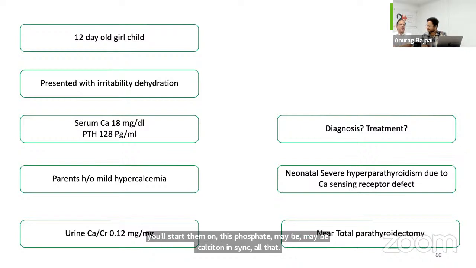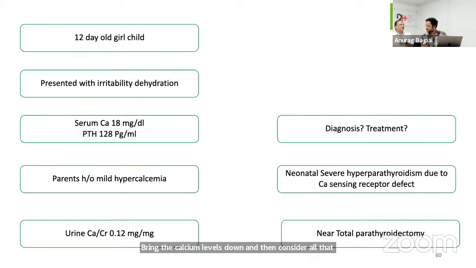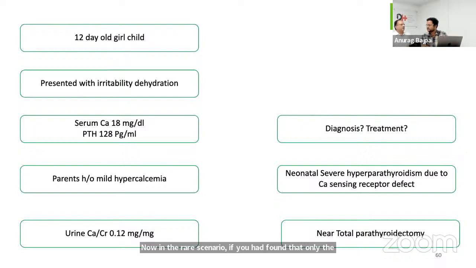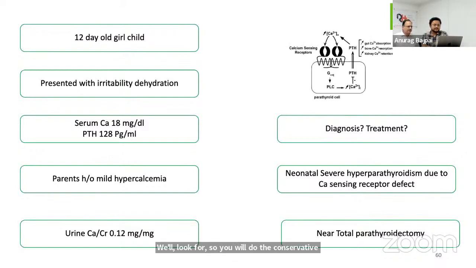Now, in the rare scenario, if you had found that only the father's levels were high and the mother's calcium was normal, what will you do? We'll wait and watch. So you will do the conservative measures and then try to see whether in the next month or so the calcium levels go down. Yeah.